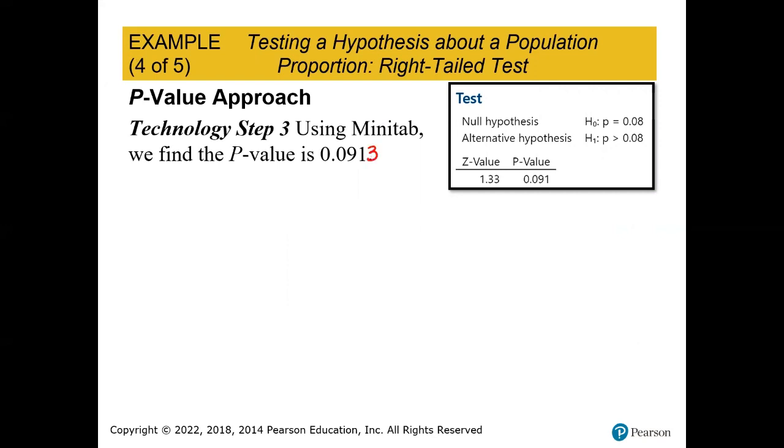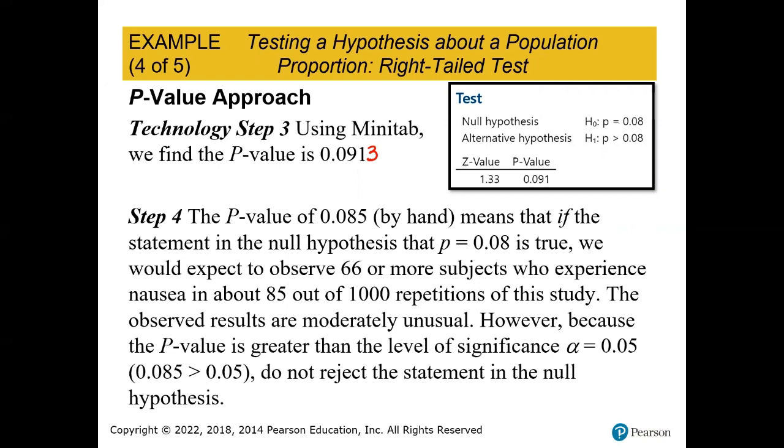And what we're going to do is compare P to alpha. So the way I always do this is I write my p-value, 0.0913, and I write my alpha over here, 0.05. And I figure out which one's bigger. Well, 0.09 is bigger than 0.05. 9 is bigger than 5.